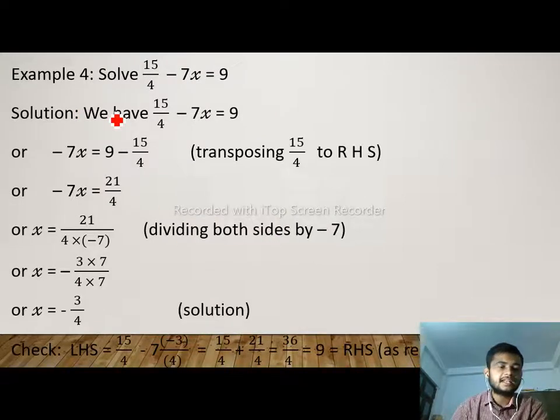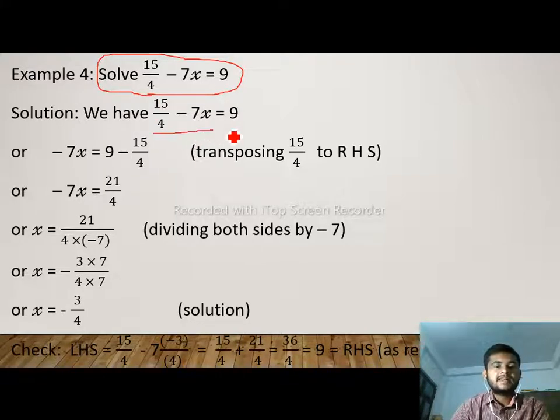Okay, now see another example. Solve 15 by 4 minus 7x equals 9 using linear equation in one variable. How are you going to solve this equation, students? Let's see. 15 by 4 minus 7x equals 9. Using the property that we shift the constant terms on one side and the terms containing the variables on the other side, shifting 15 by 4 to the RHS, it becomes minus 15 by 4.